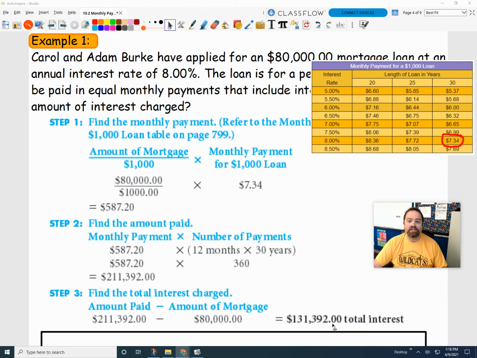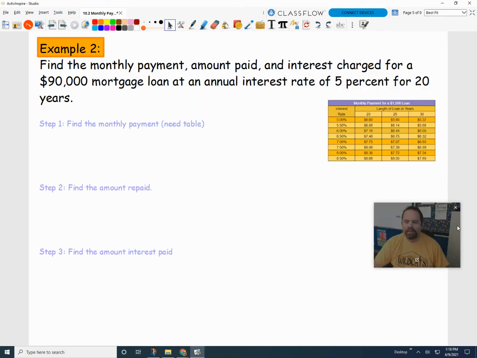That's how mortgages work. This is where banks make their money. They're going to make $131,000 off of the Berks because they borrowed money for a house. But I don't have enough money to just go in and buy a house. I have to go to a bank. I have to borrow money. This is how real people have to do it. Okay, that was all worked out for you. So here's one where we're actually going to do the math on it.